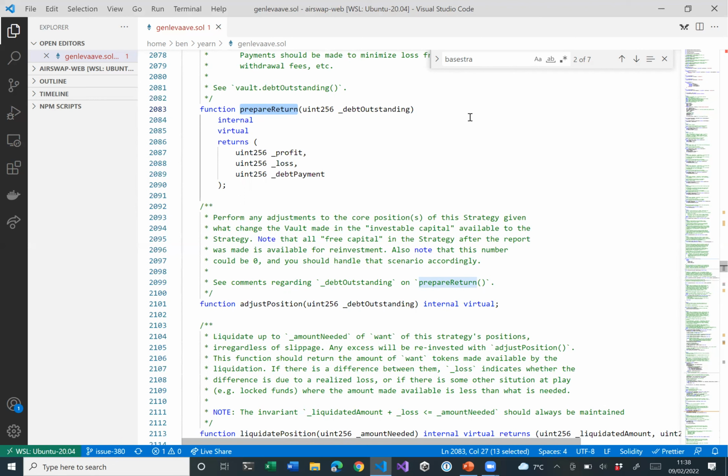Yeah, internal is a function that can only be called within the contract. You can have other functions within that contract that call that function, but you can't have an external contract or address that calls the function. Would that also apply to... I'm not sure is the answer.